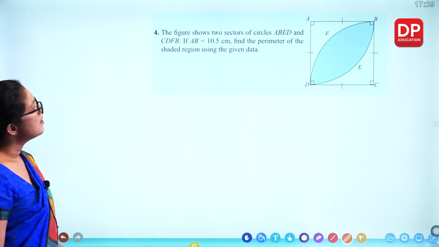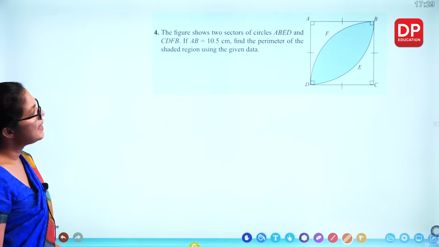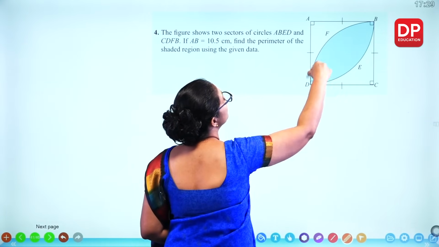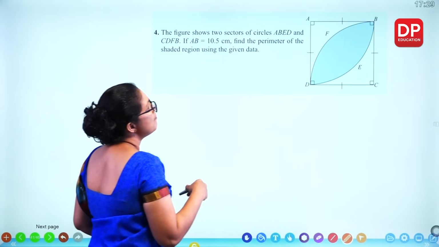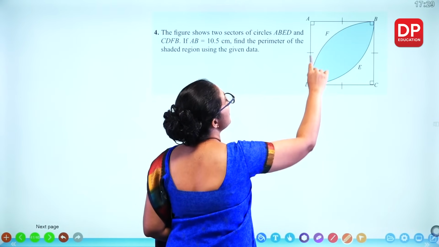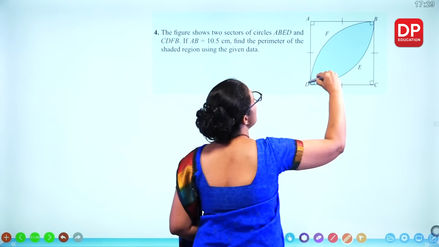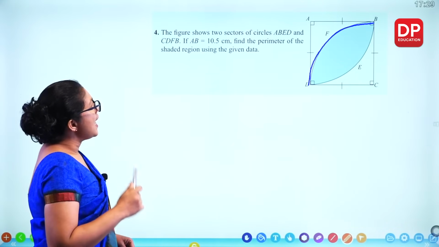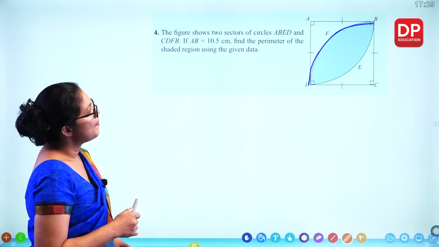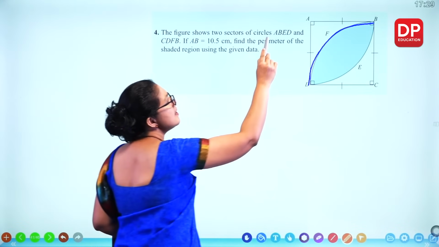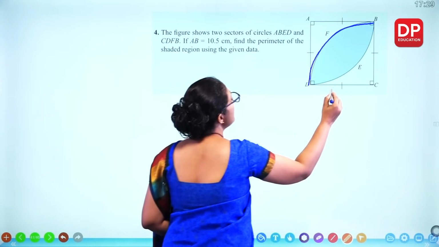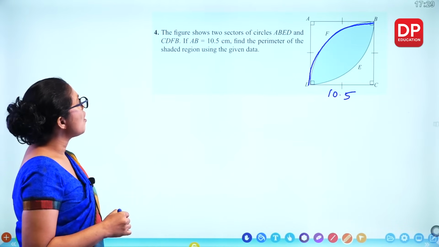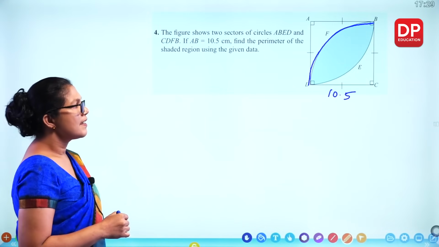Now we'll look at question number 4. In this figure, there are two sectors of circles, ABED and CDFB. So this is one arc and this is the other arc. If AB is 10.5, so where's AB? That means this is a square, one side is given 10.5. Find the perimeter of the shaded region using the given data.